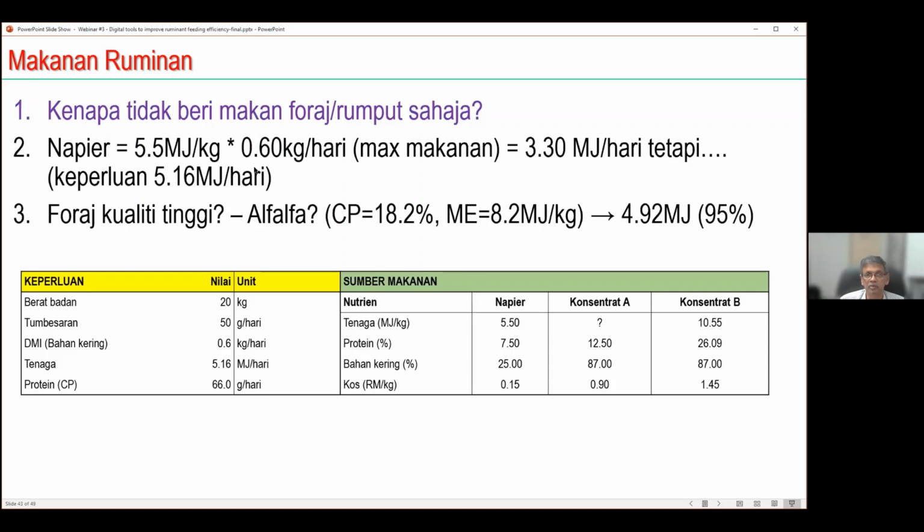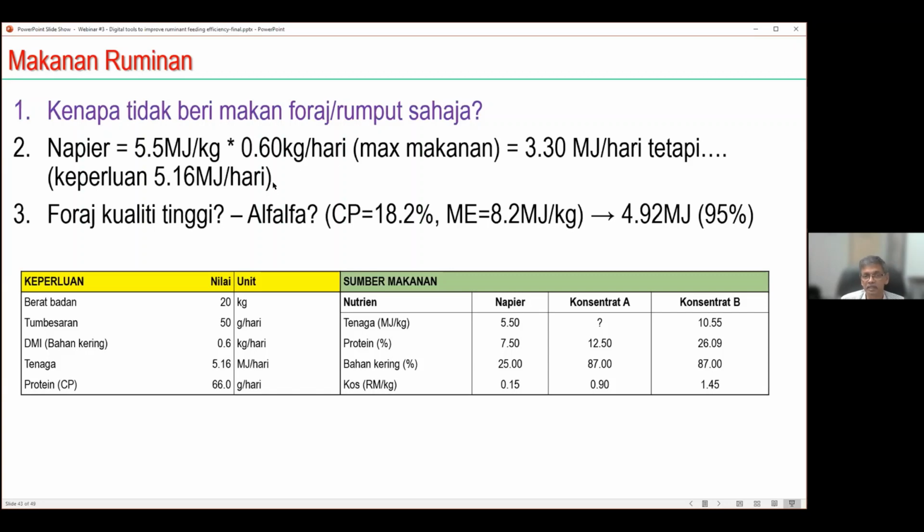So kalau kita count how much dia boleh makan dengan energi yang ada pada Napier, dia hanya dapat 3.3 megajoule. Tetapi keperluan dia adalah 5.16. So nampak kenapa kalau kita bagi rumput saja memang ternakan tak akan meningkatkan prestasi, tak akan. So kita terpaksa bagi concentrate. That is the reason why we limit to 30% ataupun kita boleh go higher depending on.